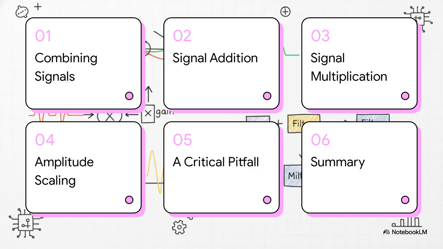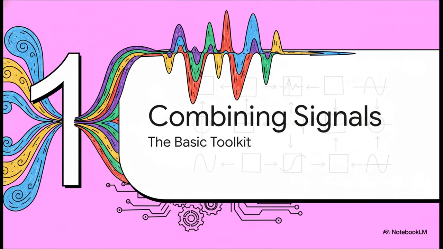So here's what we've got lined up for the next few minutes. We'll start with the main idea of how we combine signals. Then, we'll break down the three big operations you'll be using constantly: addition, multiplication, and scaling. We're also going to tackle a really common pitfall that trips up a lot of students. And finally, we'll wrap it all up with a quick summary to make sure it all sticks. Okay, let's get right into it.